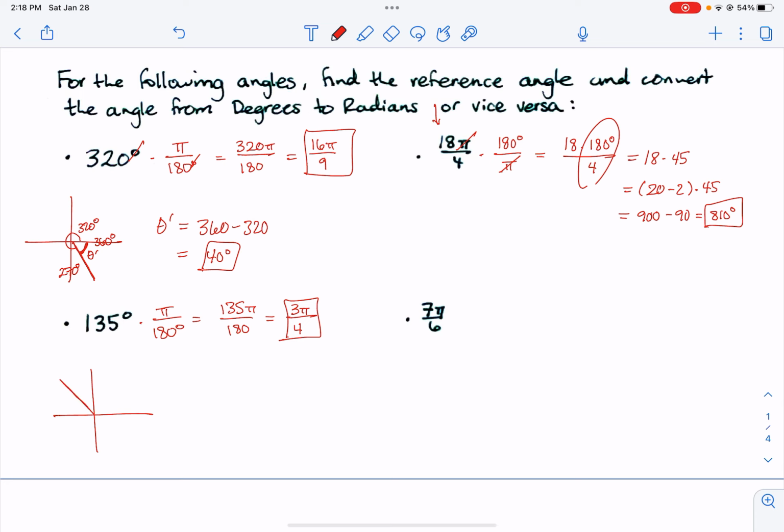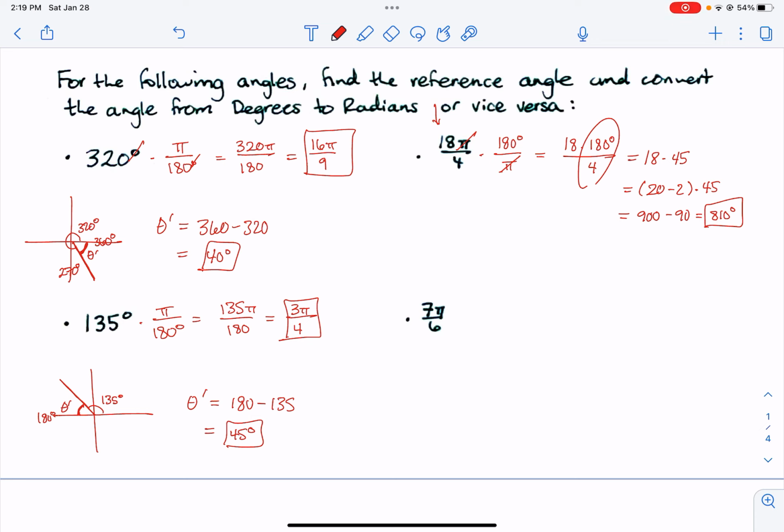135 should be right around here. That's a unit circle value, right? We learned that in 4.2. And so the reference angle should be this angle, right? That's the shortest distance to the x-axis. Okay, what is that going to be? Well, this is the 180 line, so just take 180 minus 135. It's 45 degrees. Remember, reference angles are always positive.